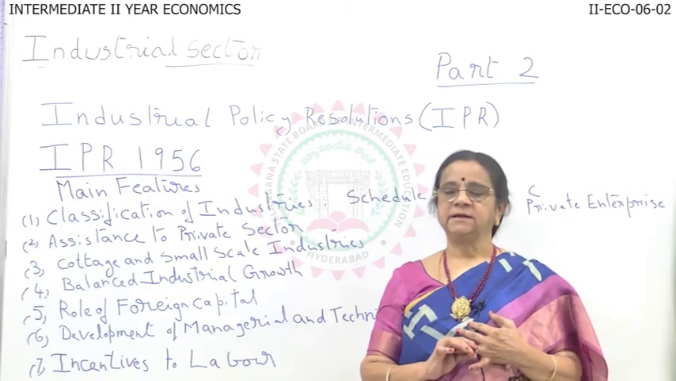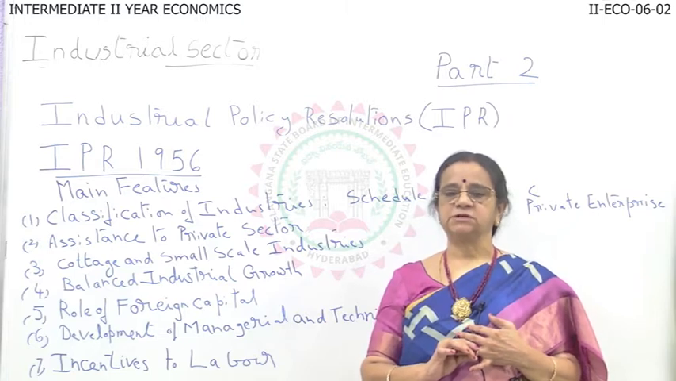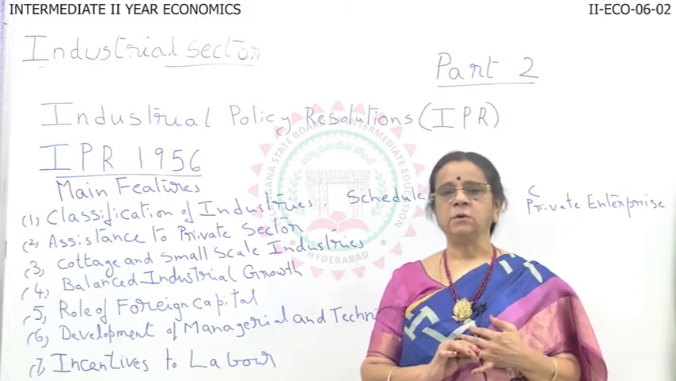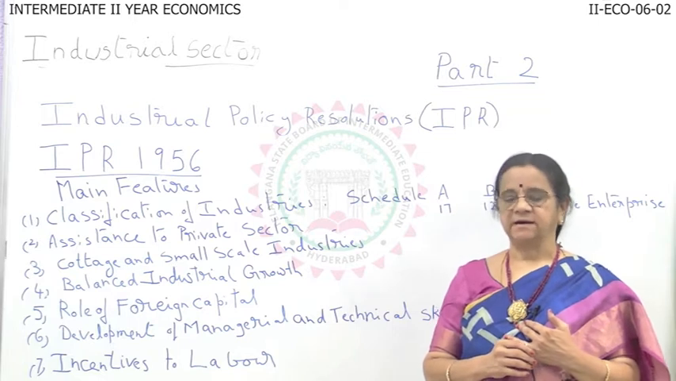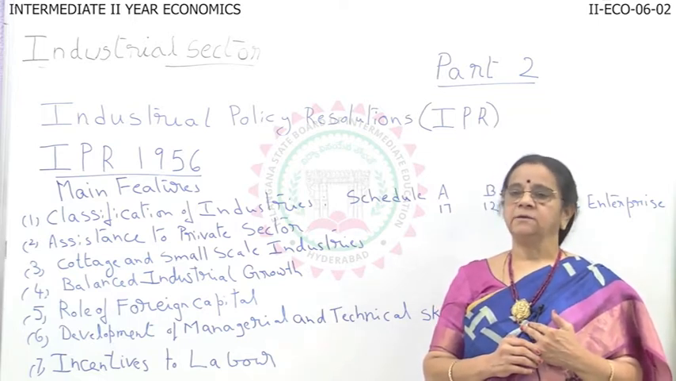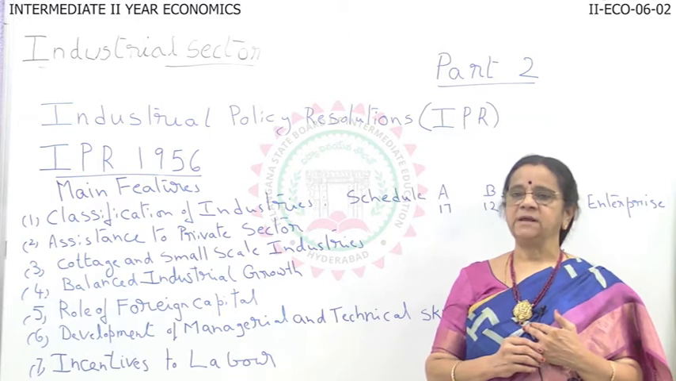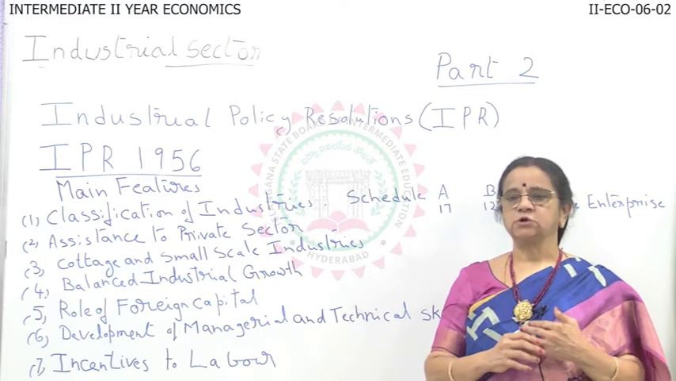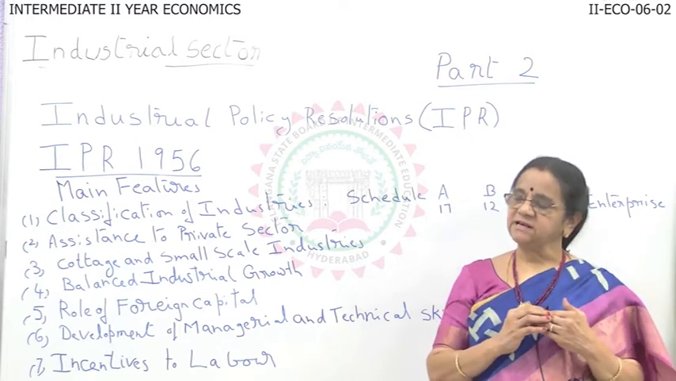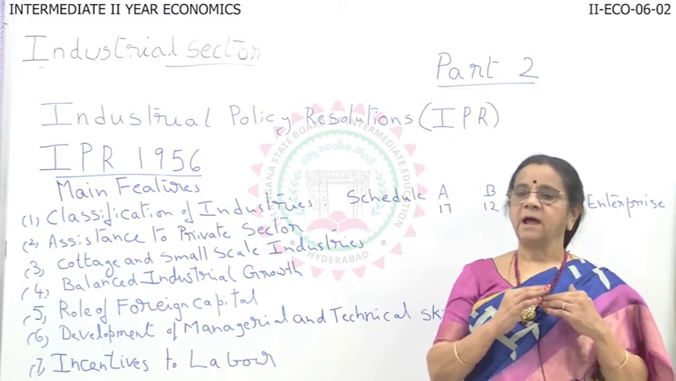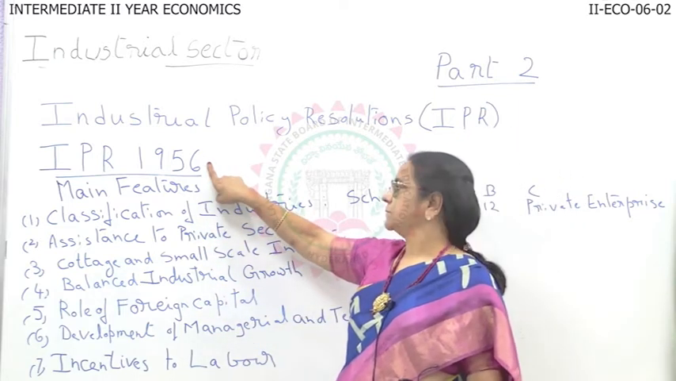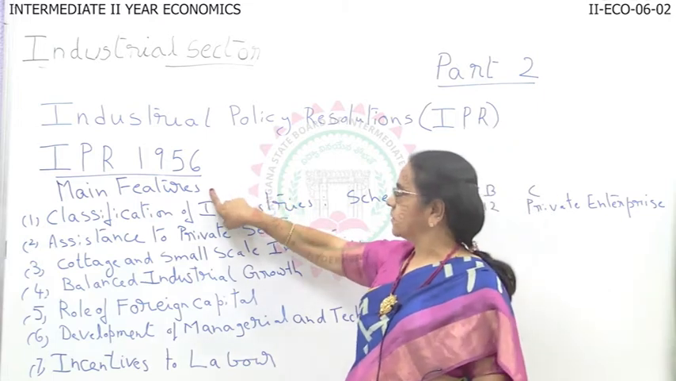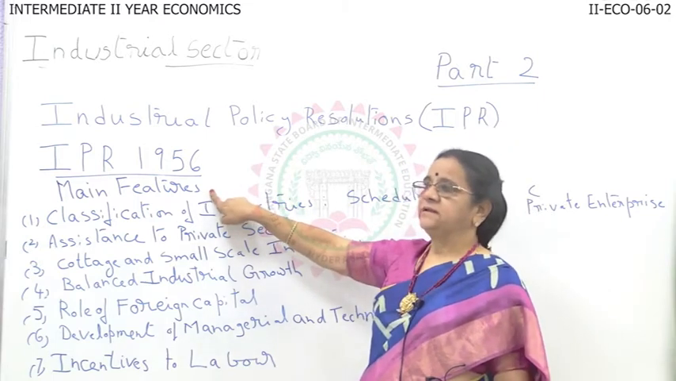So, politically, enactment of the Constitution came into existence. Economically, the 5-year plans were started. Socially, the goal of the Indian government has been set as socialistic pattern of society. So, keeping in view these major changes, the Government of India had to announce IPR 1956. So, what are the main features of IPR 1956?